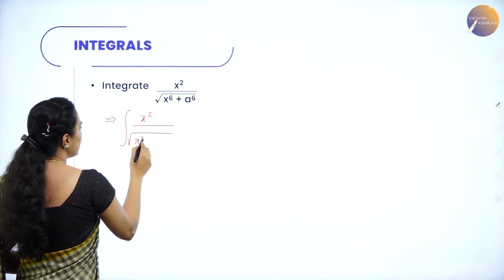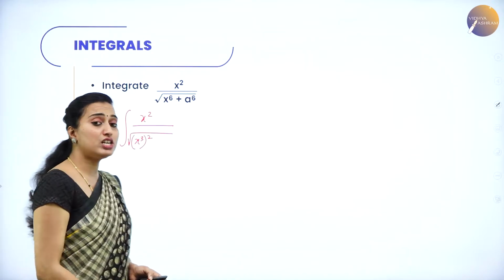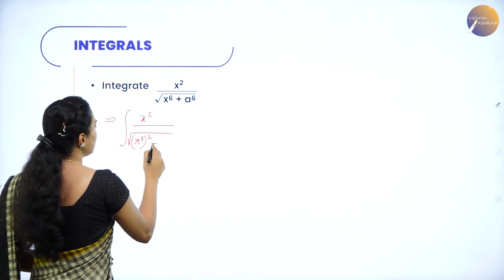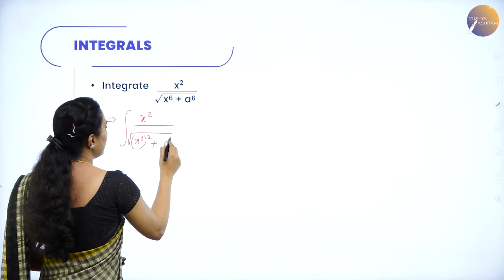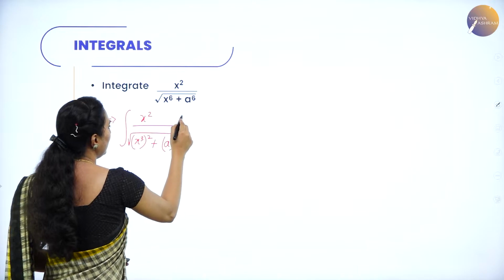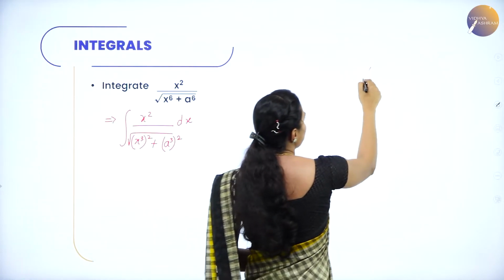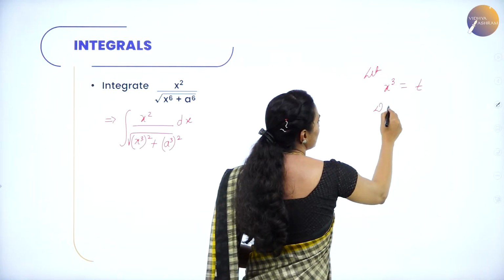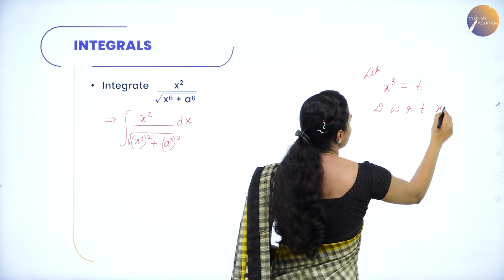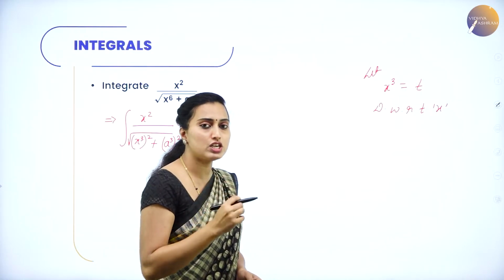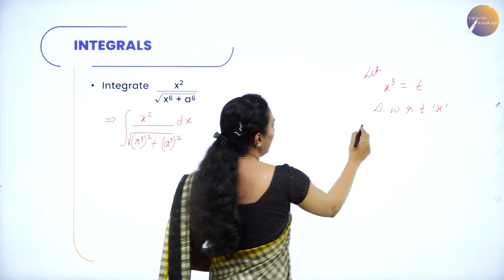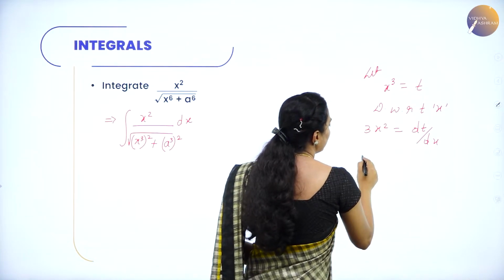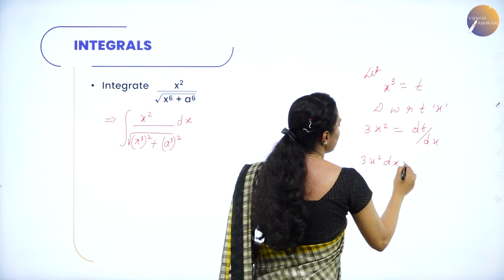I am writing it as x cube whole squared because differentiation of x cube gives you 3x squared, so the numerator automatically we are getting, plus a power 6 as it is. I am writing a power 6 as a power 3 whole squared into dx. Now I am taking the substitution method: let x cube be equal to t. Differentiating with respect to x, we get 3 into x squared is equal to dt divided by dx. Otherwise 3x squared into dx is equal to dt.